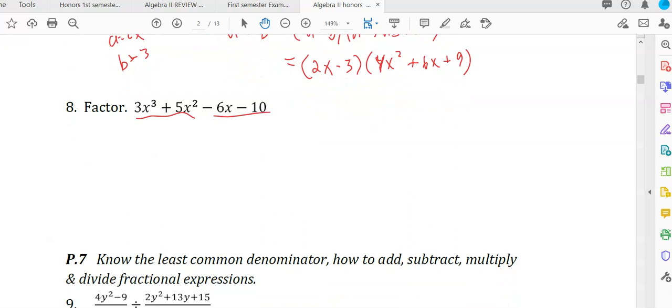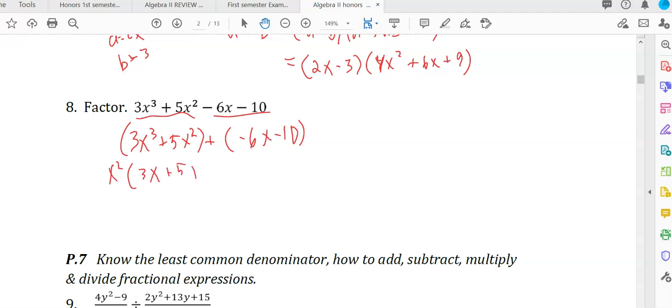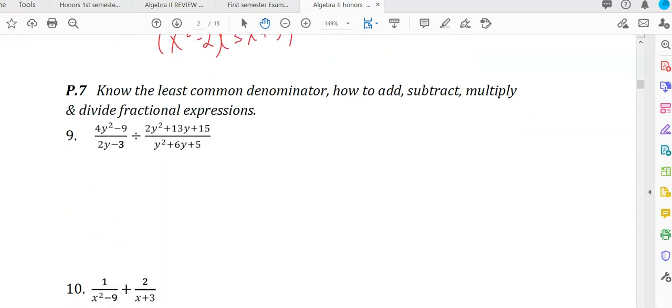Factor it by grouping. Because of the negative, I'm just going to regroup it. 3x cubed plus 5x squared plus negative 6x. Notice I'm not changing the sign of anything here. Pull out the GCF. I think it's just x squared times 3x plus 5, plus negative 2 times 3x plus 5. The 3x plus 5s match. We're going to regroup. We're not done yet though. x squared minus 2, 3x plus 5. I think we actually are done. x plus square root of 2, x minus square root of 2. I wouldn't expect you to go that far. You could though.